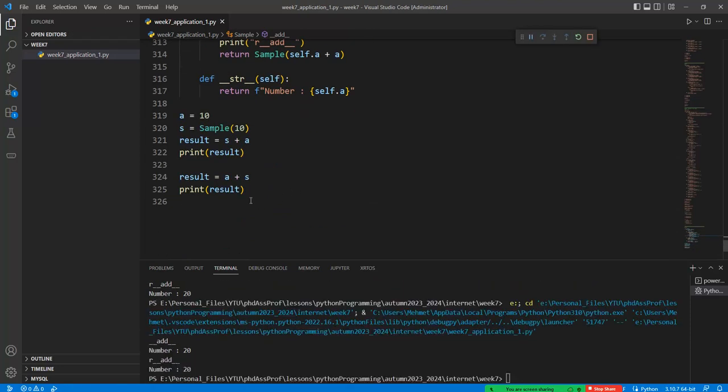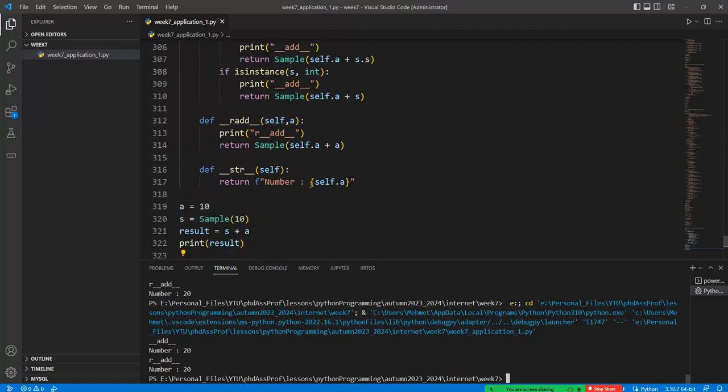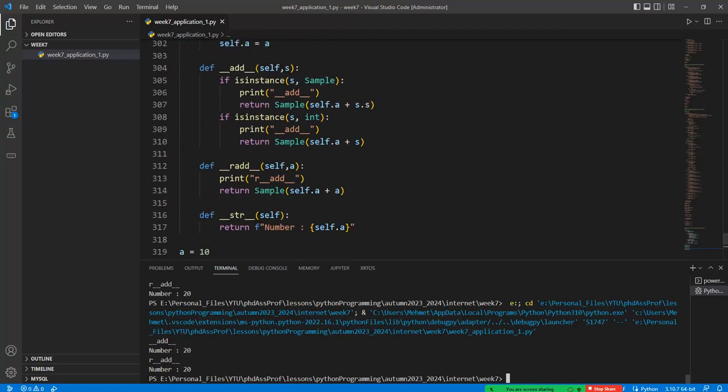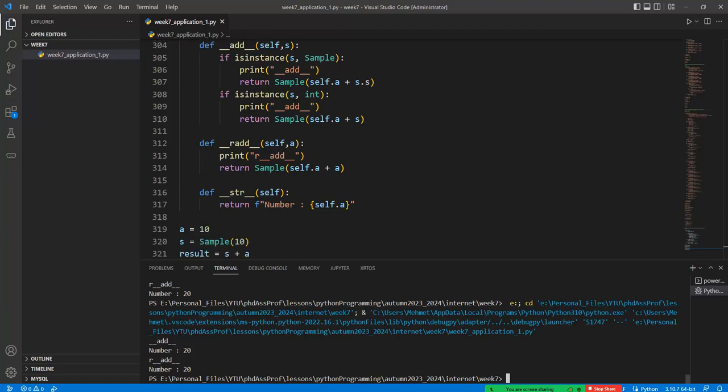And in this case, firstly, this s plus a calls only the add function. But in the second term, we get the radd function. Okay, you get it for the total points of this code. You get the utilization of this implementation here. Any question?